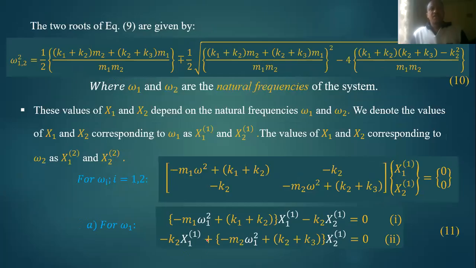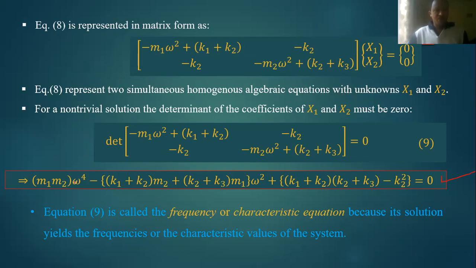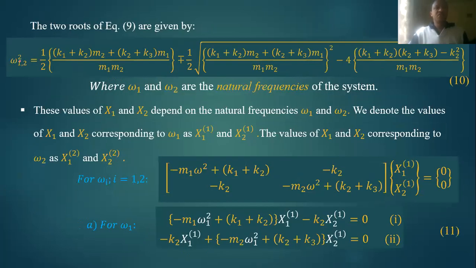So from that, we can find two roots. Here it is the power of 4. In terms of omega, it is the power of 4. So considering omega square, the two roots of omega square are obtained from this equation.